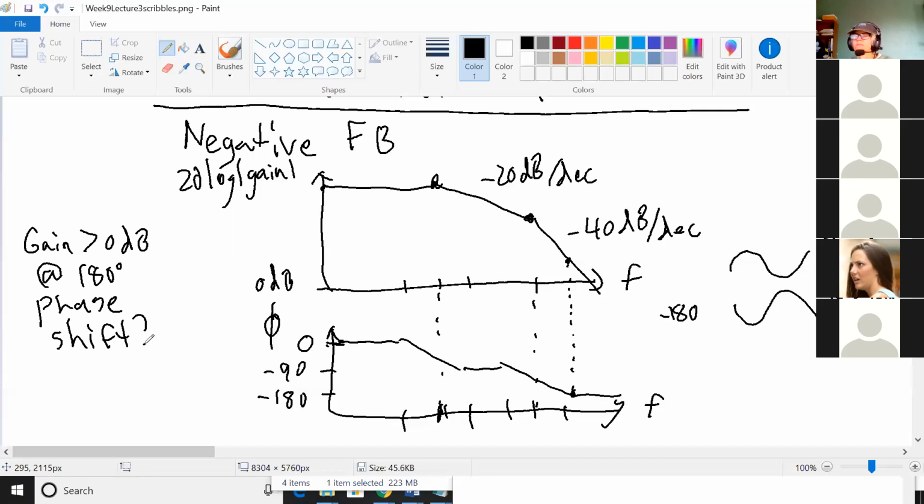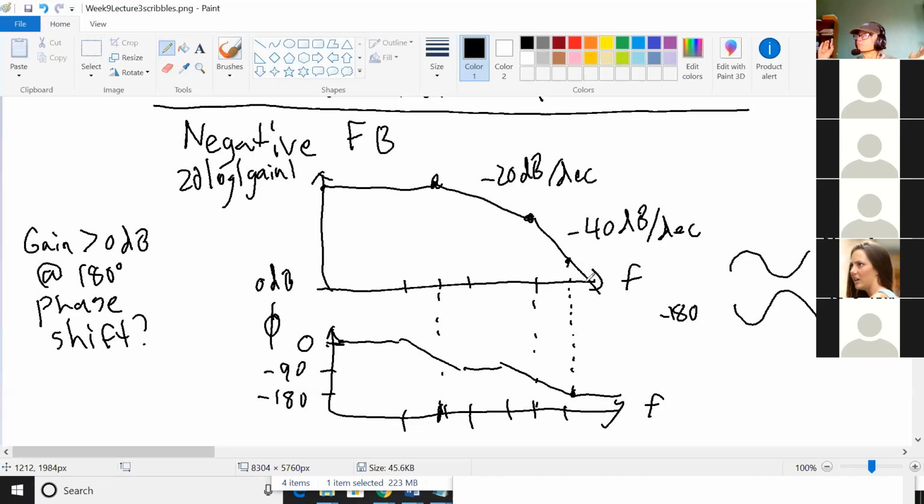Okay. So again, if at 180 degrees phase shift, that signal that's coming back around is greater than 0 dB, the signal that's getting fed back is greater than the input signal. If it's bigger than the input signal, it's going to override it, pretty much. That's not a good way to say it, but okay. But if when you draw the line up, it's less than 0 dB, because the signal getting fed back is less than your input signal, there's a good chance that your circuit's going to work.